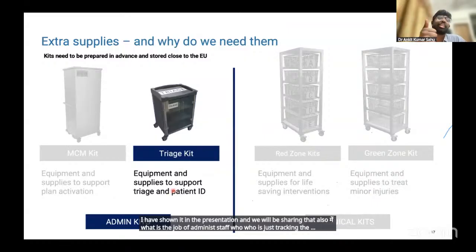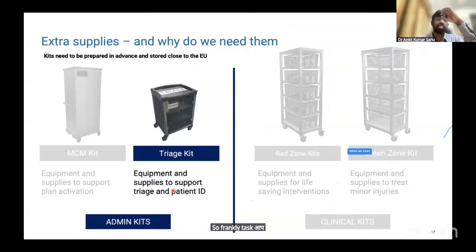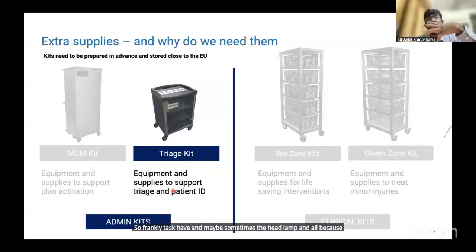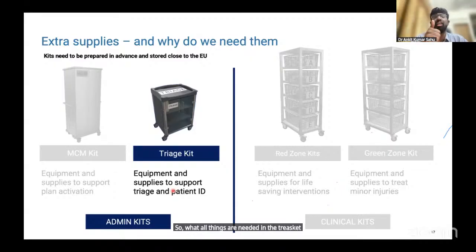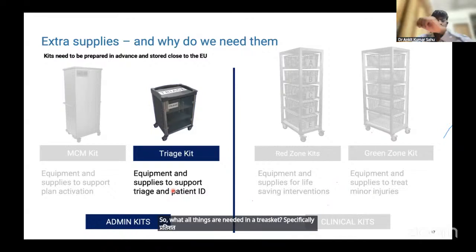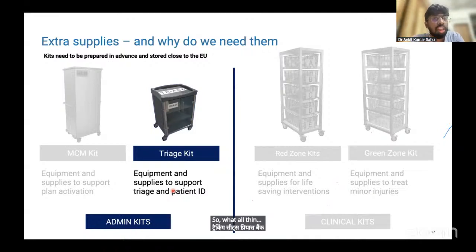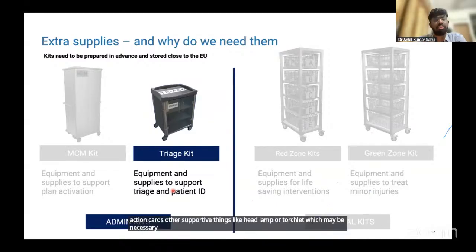Frankly, the triage kit should also have a headlamp, because if the mass casualty is activated, the electricity may be gone. So what all things are needed in a triage kit? Specifically, high visibility vests, action cards, tracking sheets, triage bands, but the color of the triage band is white, which is sequentially numbered. Other supportive things like a headlamp or torchlight, which may be needed as a part of MCM.